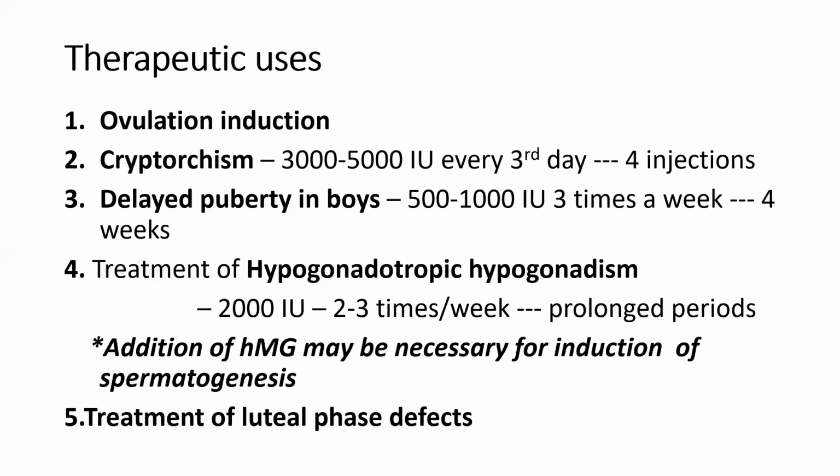Fourth one is the treatment of hypogonadotropic hypogonadism. Hypogonadotropic hypogonadism is the condition where there is a deficiency of the pituitary hormones, that is pituitary gonadotropins. For this, the treatment is 2,000 international units given 2 to 3 times a week for prolonged periods. Along with the human chorionic gonadotropins, addition of the human menopausal gonadotropins is needed for induction of spermatogenesis. Fifth one is the treatment of the luteal phase defects in females.